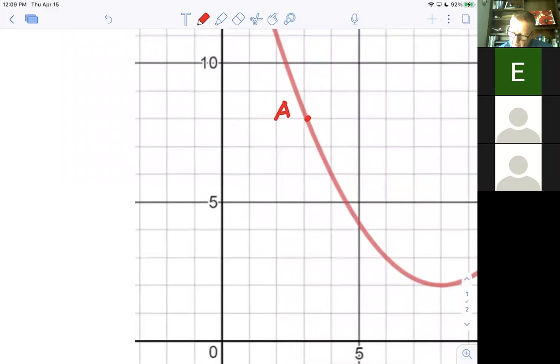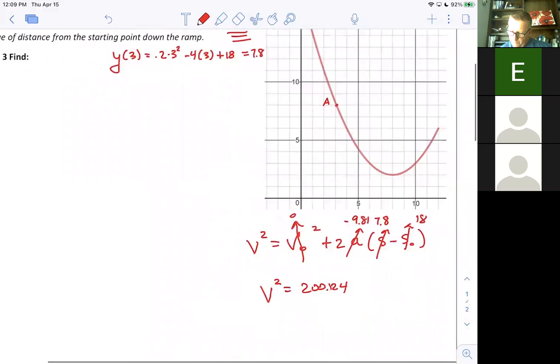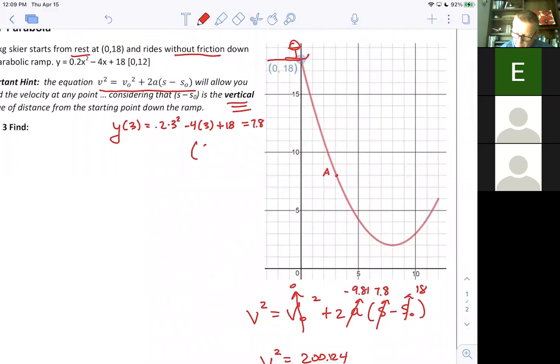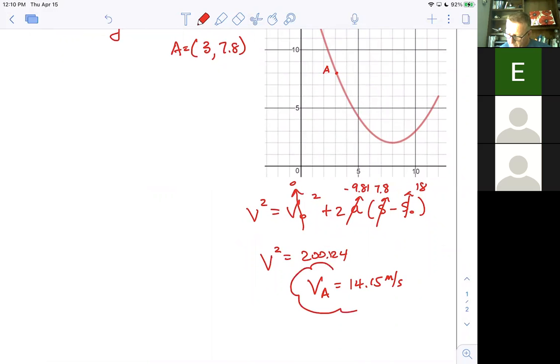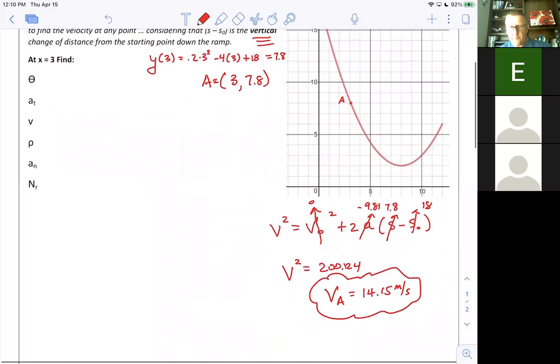So I'm just going to call this point A. That means point A is equal to 3 and 7.8, just to have that written down. And then I can say here that the velocity at A is 14.15 meters per second. That seems important. So can you add that to your knowledge from what we just did a minute ago? Isn't that kind of cool? If it's frictionless, that I could use that equation to see what speed was actually generated. So now I'm not just being given 8.